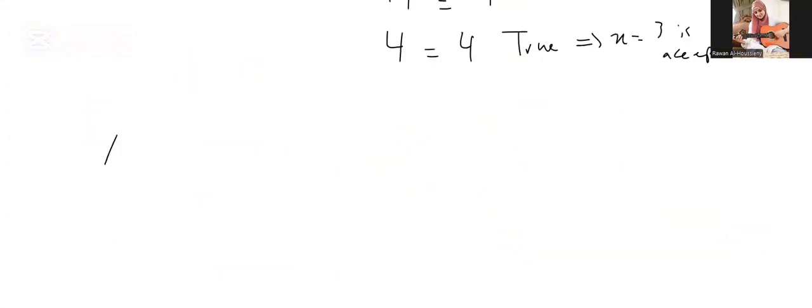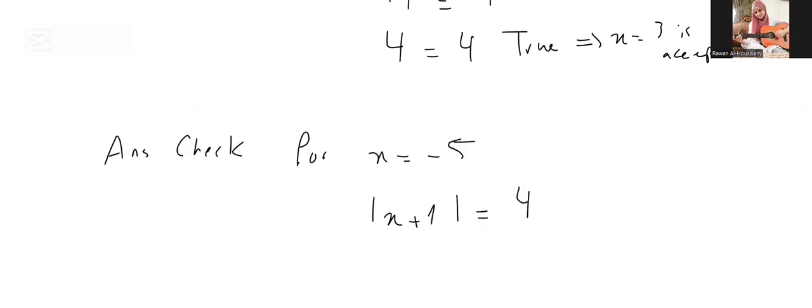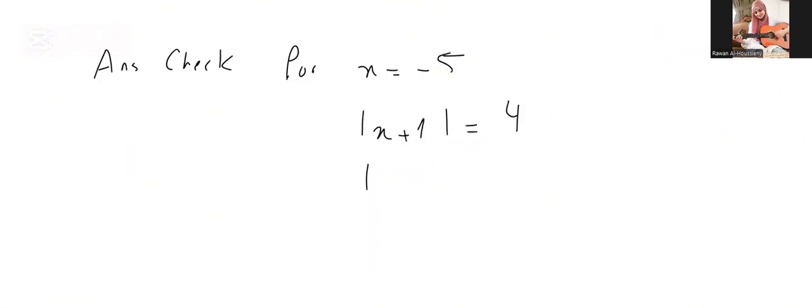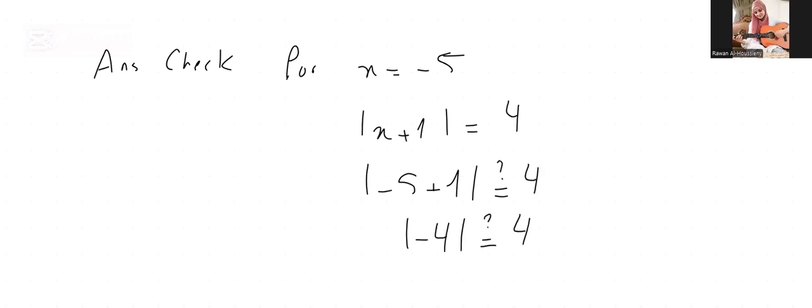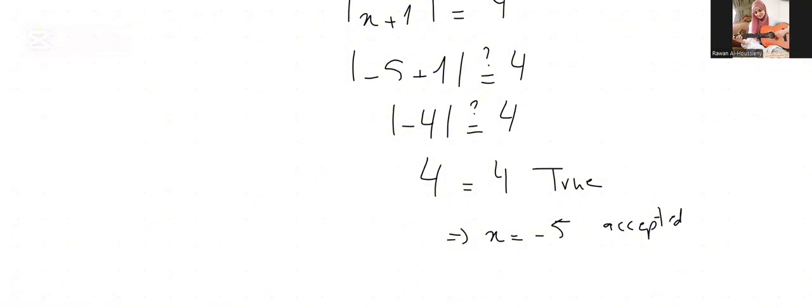Let's substitute x equal to minus 5. The equation we had was absolute value of x plus 1 equals to 4. Let's see. Let's substitute minus 5 in place of x. So absolute value of minus 5 plus 1. We have to check if it's equal to 4. So minus 5 plus 1 is equal to minus 4 in absolute value. Does it equal 4? Let's see. So minus 4 in absolute value gives us 4 equals to 4. So this is true. Then x equal to minus 5 is an accepted value because it came out true.